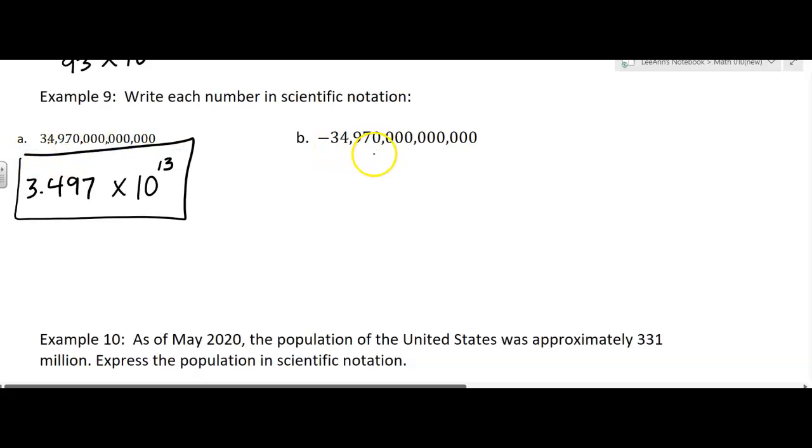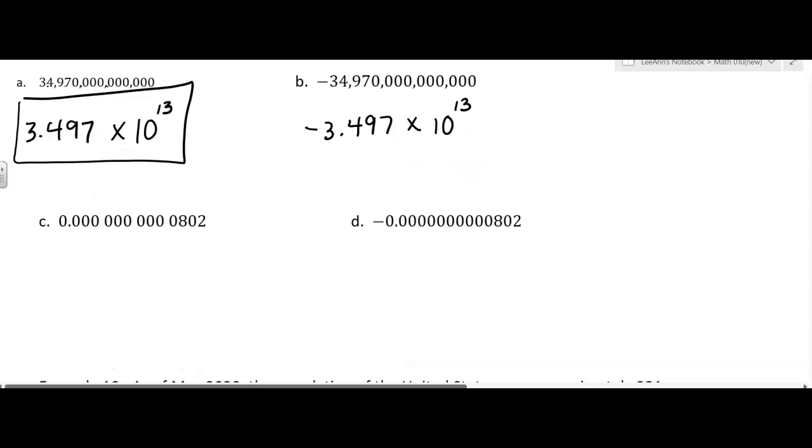Now what about this number? Well, it's going to be negative 3.497 times 10 to the 13th. Okay, sorry about that. My numbers were not where they were supposed to be.